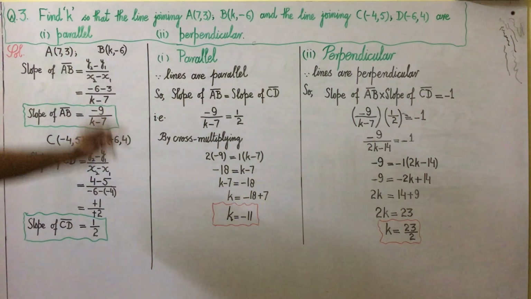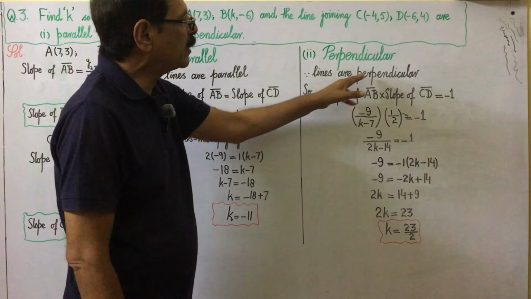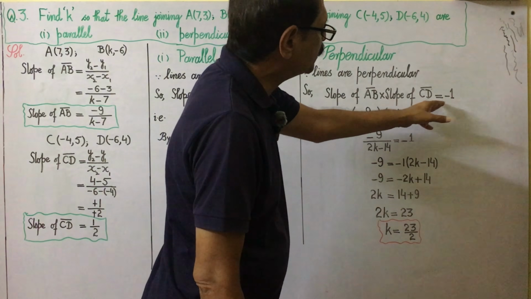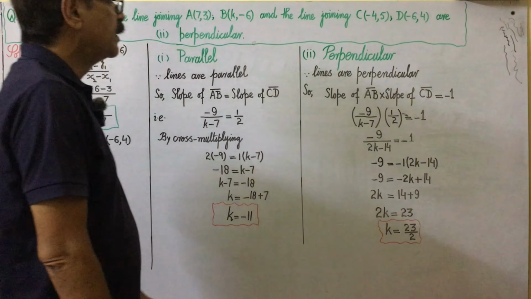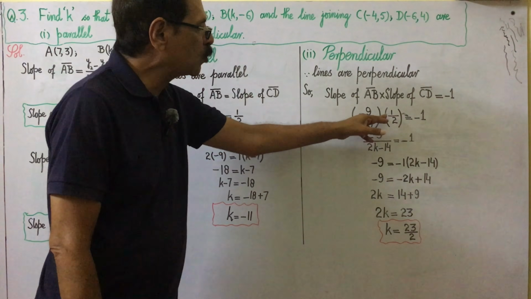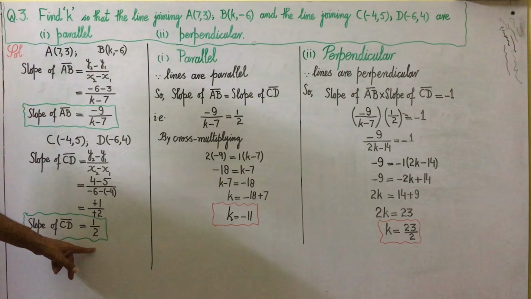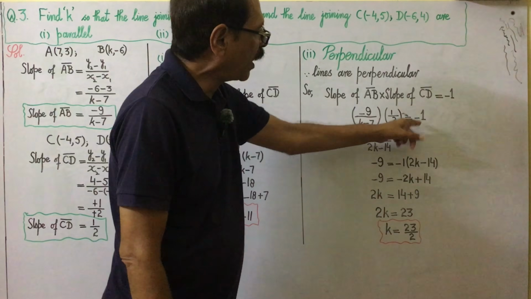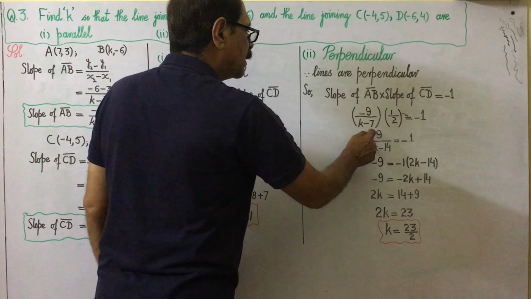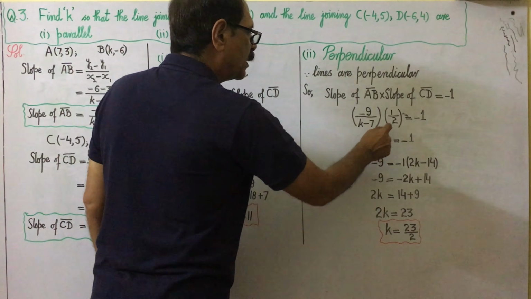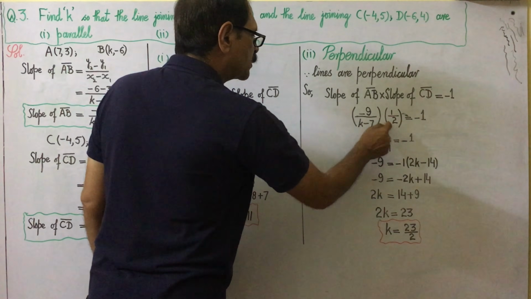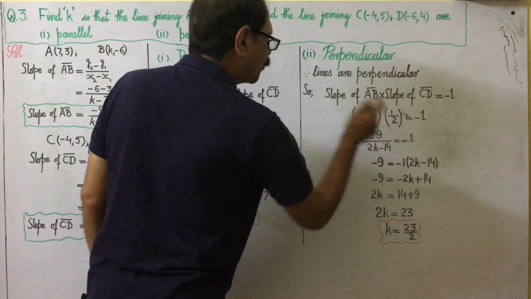Number 2, perpendicular. Because lines are perpendicular, so slope of AB multiplied by slope of CD is equal to -1. Slope of AB is -9 over k minus 7, into slope of CD is 1 by 2, is equal to -1. Multiplying the numerators together, minus into plus, minus 1 into 9 is 9, minus 9 is equal to 2 into k is 2k, plus into minus, minus 2 sevens are 14, minus 14 is equal to -1.